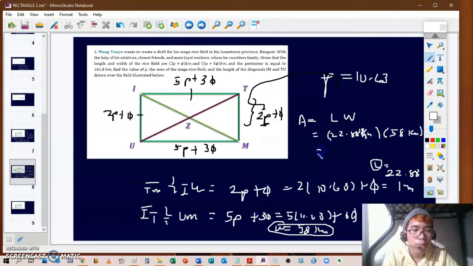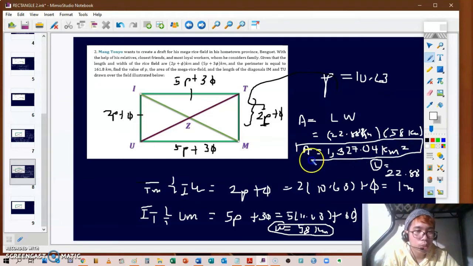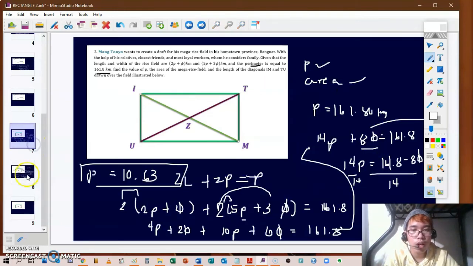Therefore, the area of the mega rice field of Mang Tonyo is equal to 1,327.04 squared kilometers, given that our length and width are 22.88 kilometers and 58 kilometers from the ones we solved a while ago.